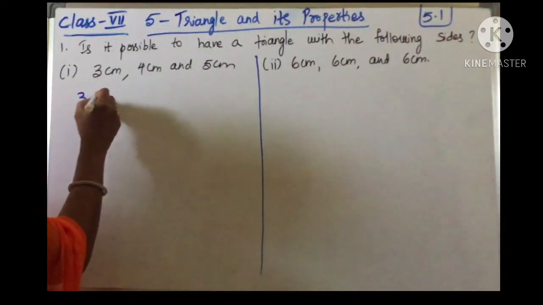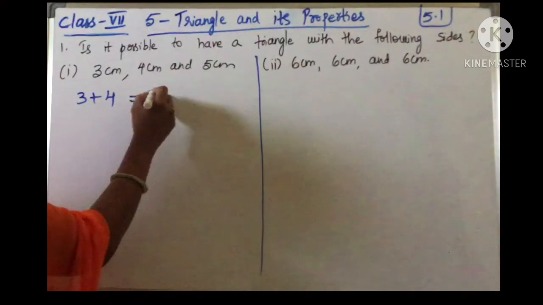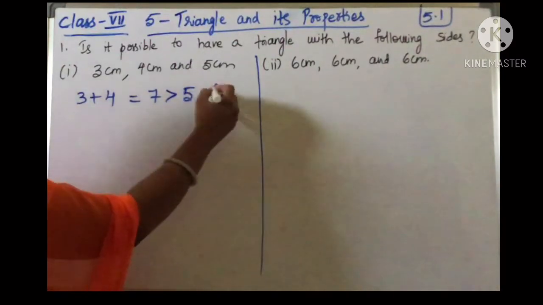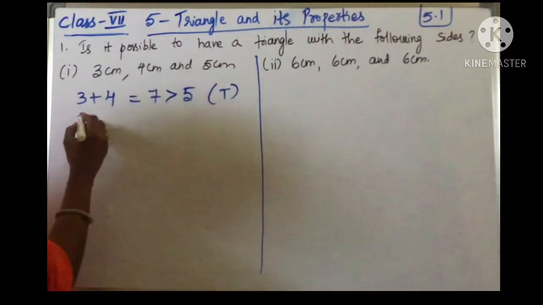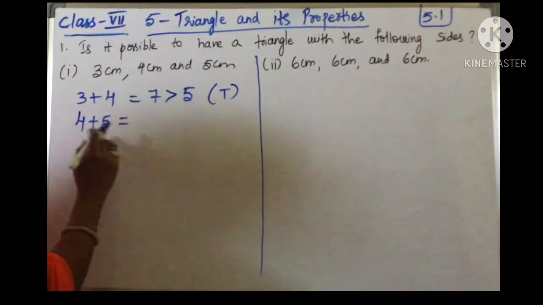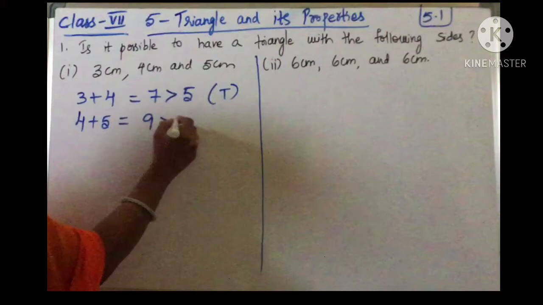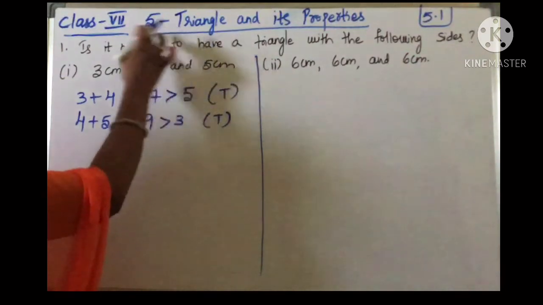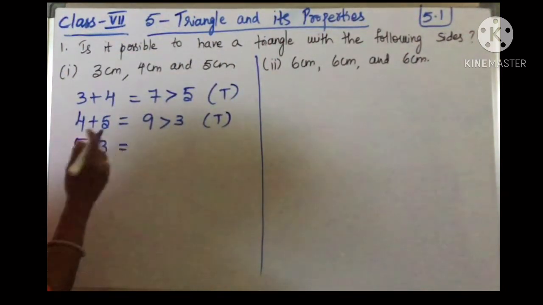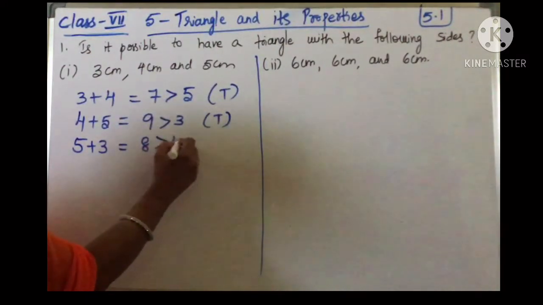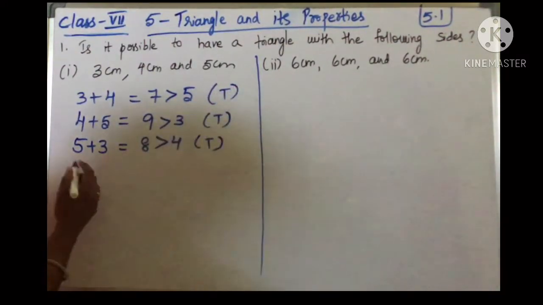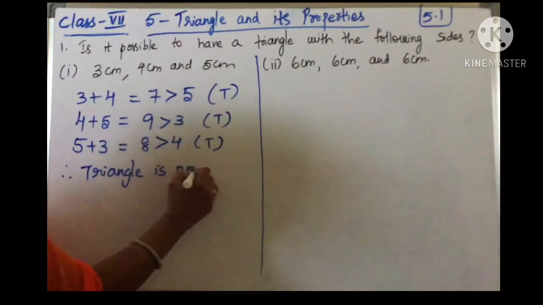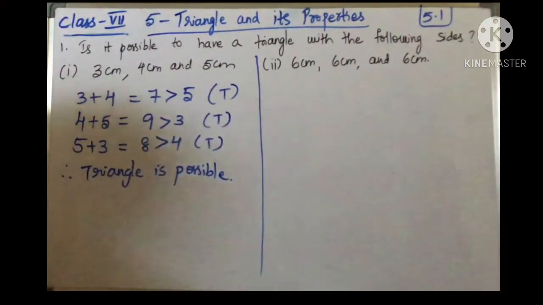Here, when you add 3 plus 4, how much is it? 7. And what is the third side? 5. Is 7 greater than 5? Yes, it is true. Now consider the other two sides, 4 plus 5. 4 plus 5 is 9. Is 9 greater than 3? Yes, true. Next, 3 and 4 finished, 4 and 5 finished. We need to take here 5 and 3. 5 plus 3 is 8. 8 is greater than 4. Yes, true. Here we got all three conditions true. Therefore, we can say that the triangle is possible.